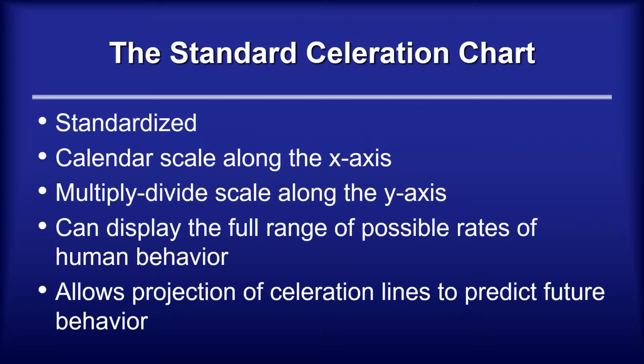The SCC can display the full range of possible rates of human behavior, that is, from about 1 per day to 1,000 per minute. Finally, the SCC allows projection of acceleration lines to predict future behavior. By graphing along this semi-logarithmic multiply-divide scale, learning curves become straight lines, as mentioned earlier, allowing easier analysis of how and at what rate behavior will change in the future.